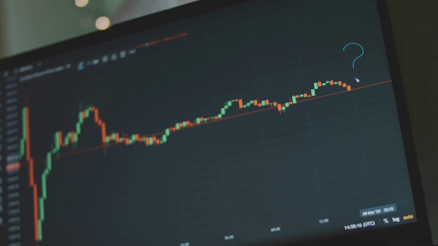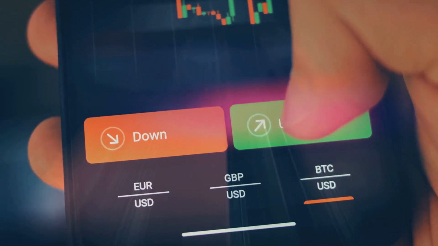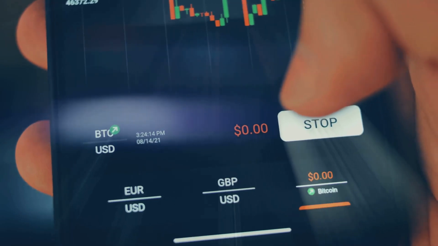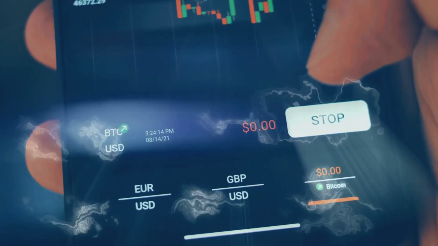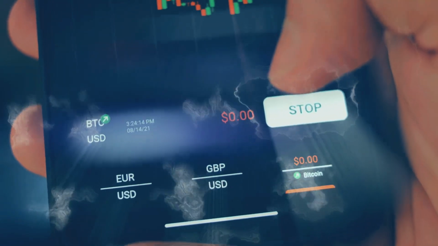Historical data provides valuable insights into how the market has behaved in similar situations. This can guide your future trades. Charts also help set stop-loss orders. A stop-loss order is a predetermined point at which you will exit a trade to prevent further losses. This is a crucial tool for risk management.